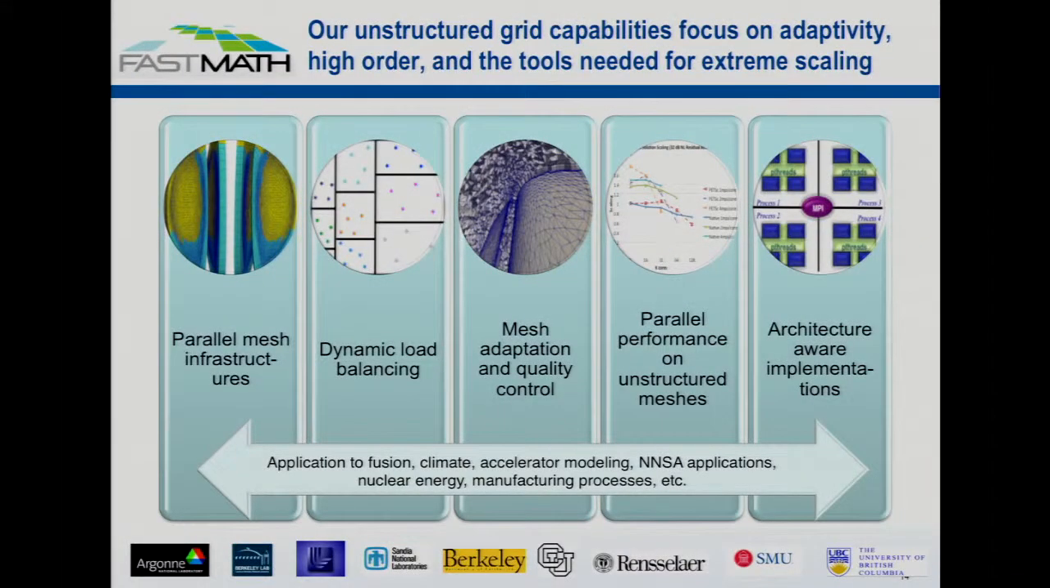In the unstructured grid side, it's very similar. Let me just say quickly that there are two primary code bases that we are using on the structured grid side. One is Chombo, developed by Phil Colella and his team at Lawrence Berkeley National Lab, and the other is BoxLib, developed by John Bell and Ann Almgren at Lawrence Berkeley National Lab.